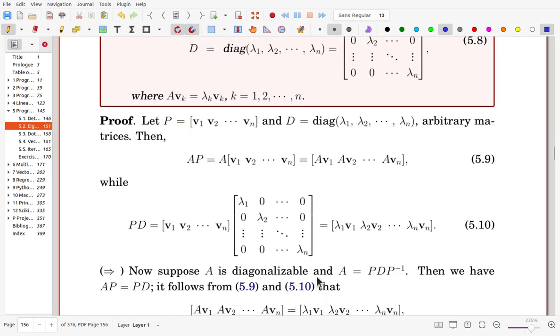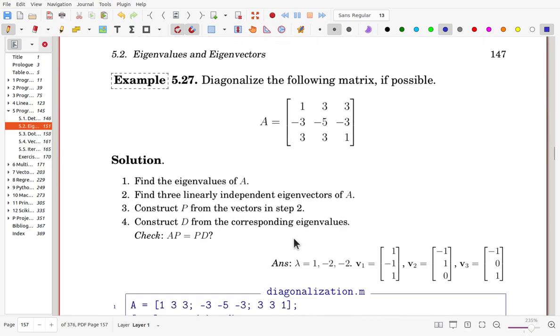Okay. Here is the proof. If you are interested in mathematics, then you can read it.